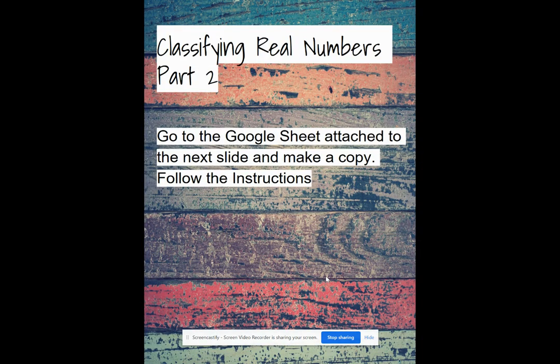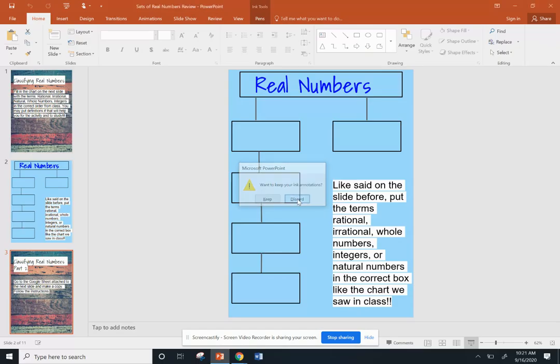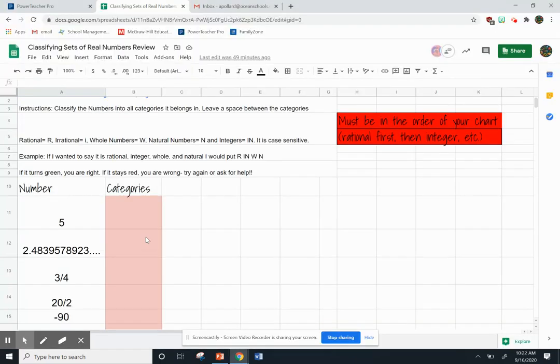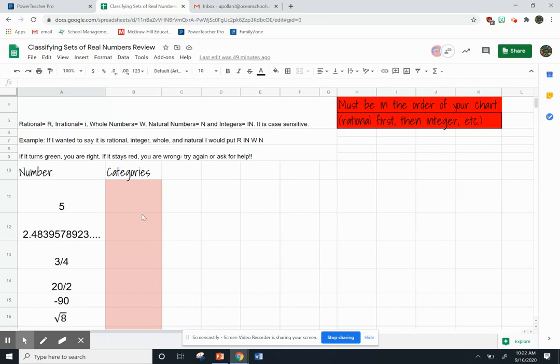So next is the Google Sheets. So if we look here, we want to type in all the correct categories. So 5 is our rational, integer, whole, natural. And I did that wrong. I'm supposed to put IN. And it turns green, so that means I am right.